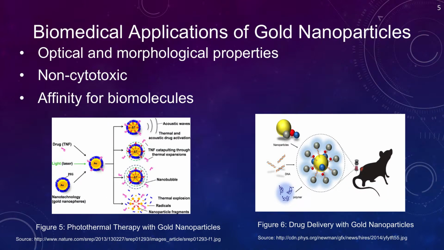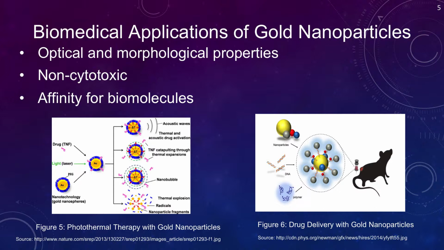So gold nanoparticles in particular are very suitable for biomedical purposes. They have optical and morphological properties that allow them to precisely monitor the chemical activities of the cells around them and also accurately target the appropriate cancer cell. Gold nanoparticles are also very good at converting absorbed light into heat, making them very good candidates for photothermal therapy. They're also generally non-cytotoxic, so they're less harmful to your body than nanoparticles of other metals.